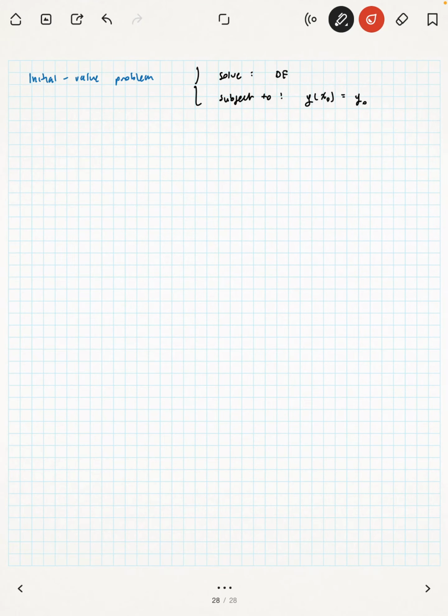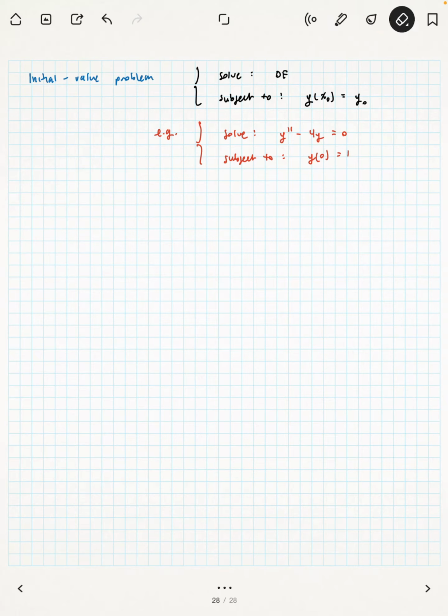So as an example, we may be looking at the IVP: solve y double prime minus 4y equals 0, subject to y(0) equals 1. So in other words, the DE here is this differential equation, y double prime minus 4y equals 0. That's the DE.